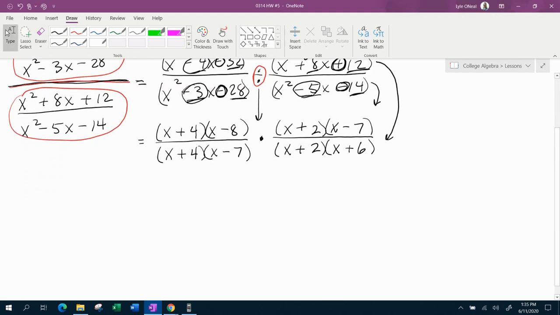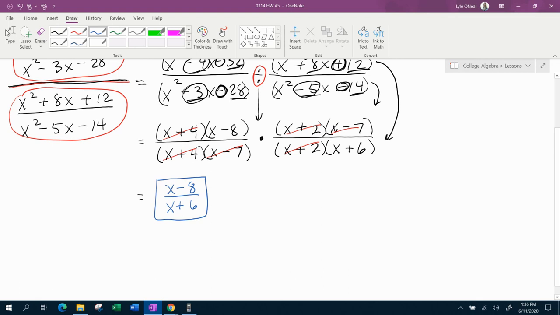And now that I've factored it all up, now I'm going to go through and cancel any common factors top and bottom. So I see I have an x plus 4 top and bottom. I have an x plus 2 top and bottom. Hey, look at this. X minus 7, even though they're not in the same fraction, if it's top and bottom, I can cancel those out. And so the only thing left in the numerator is the x minus 8, and in the denominator is the x plus 6, and that's where you have to stop.